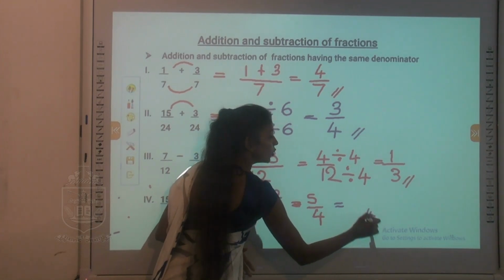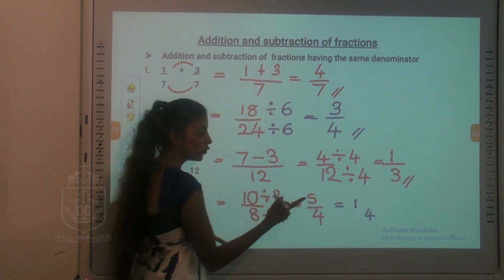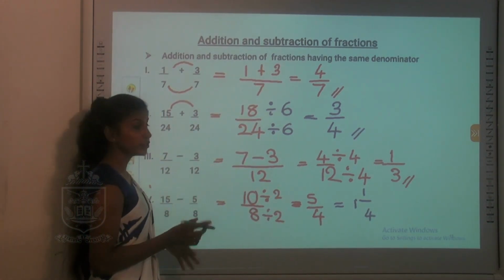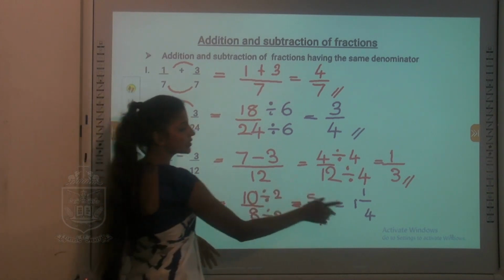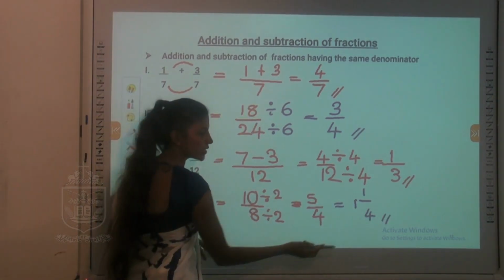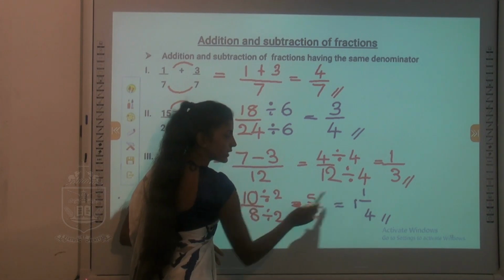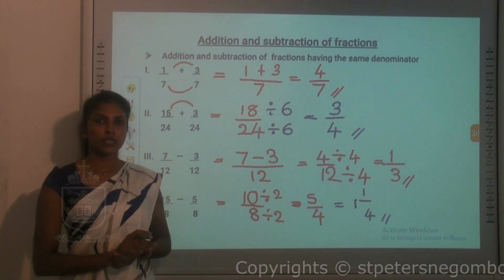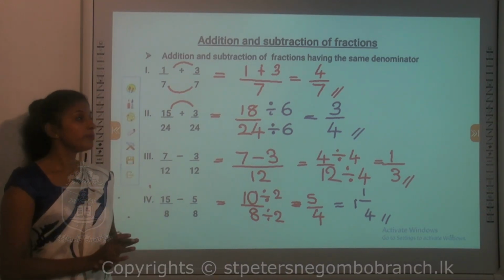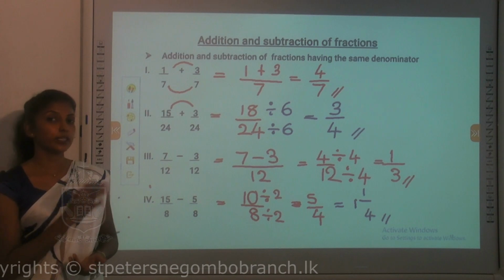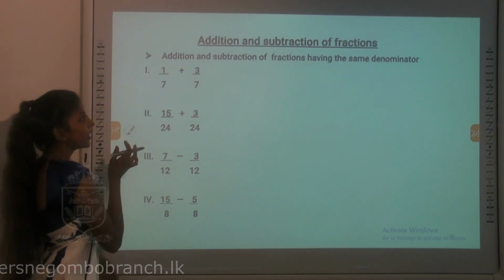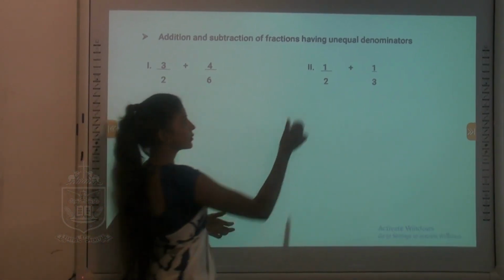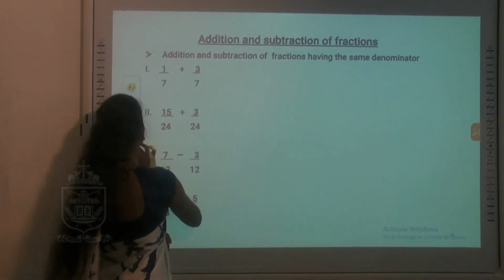So I know that 4 times 1 is 4. 4 plus 1 will give you 5. You can use the division method and recheck your answer. 4 times 1, 4. 4 plus 1, 5. You will get the improper fraction. So that is the way of adding and subtracting fractions when you have the same denominator. So let's see how we can add and subtract fractions when you have different denominators or unequal denominators.